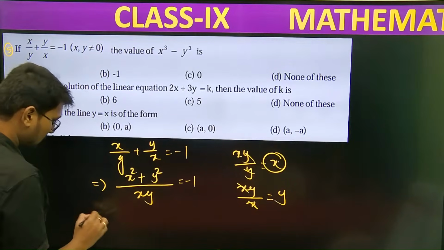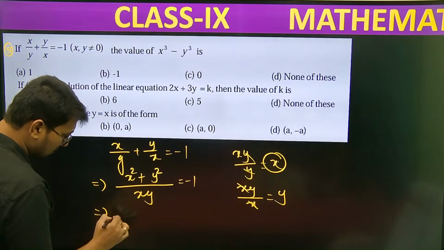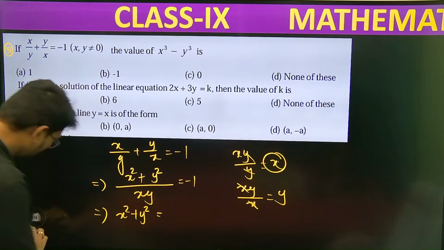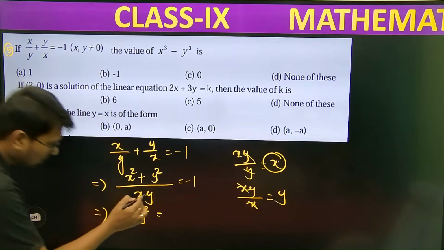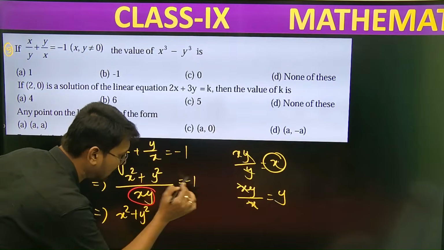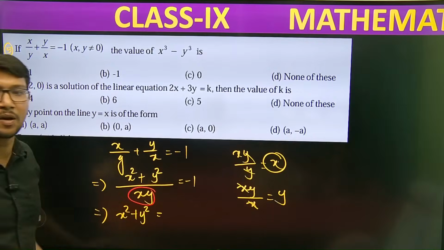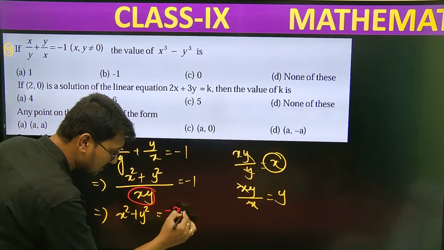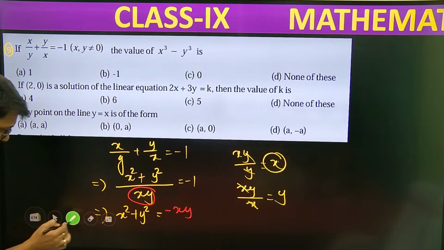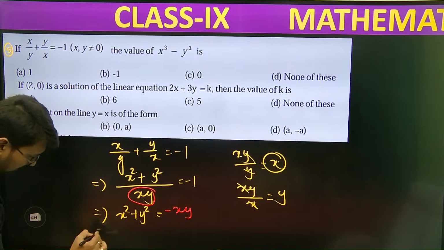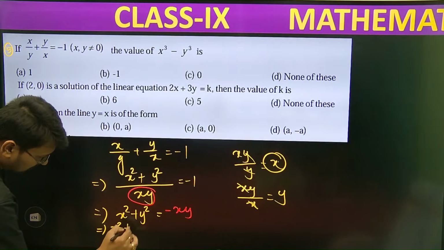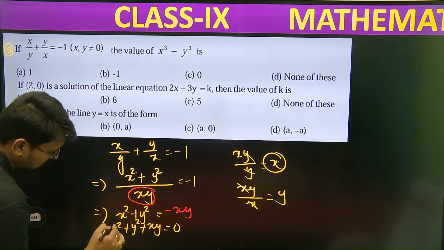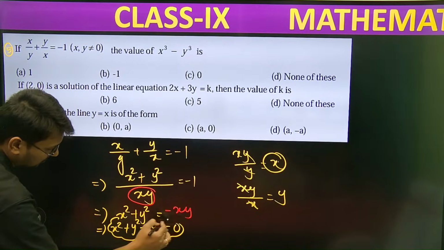Okay, so this implies x square plus y square equals to, check carefully. Though it is divided, if I take it to the right hand side of the equation, it will be multiplied with minus 1. xy into minus 1 is minus xy. Clear? So now this implies x square plus y square plus xy equals 0. Did you understand this one? Is this clear or not?